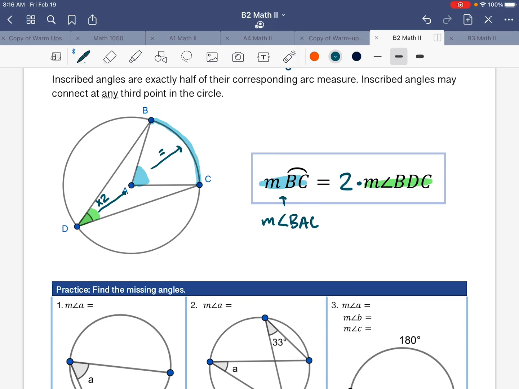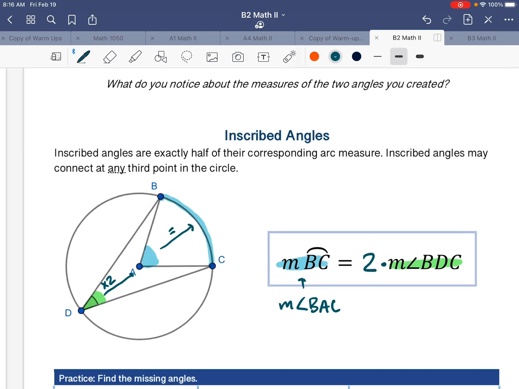So a lot of your homework for this unit is either multiplying by 2 or dividing by 2, because you're either finding the central angle from the inscribed angle or you're finding the inscribed angle from the central angle. So you either have to multiply by 2 or divide by 2, depending on which direction you're going.